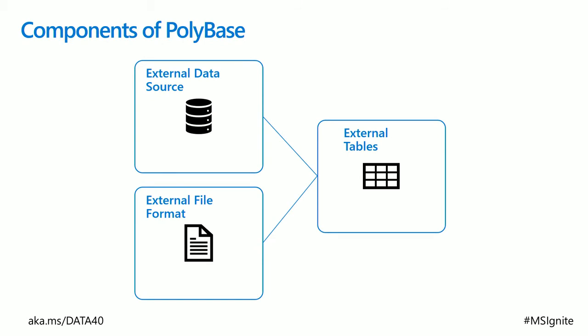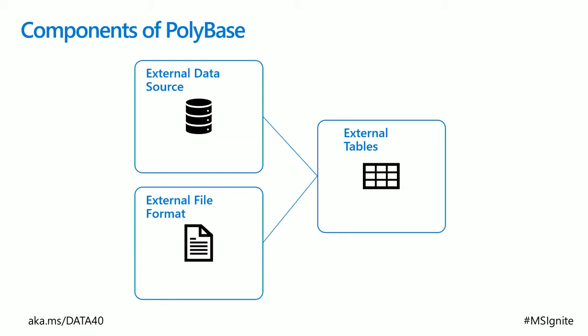So there are three components of PolyBase that you need to be aware of. The first one is an external data source. This provides the information to point to where your data resides, and this is typically in a blob store or a data lake store, right? With the data source defined, you then define what's called an external file format that provides PolyBase with the definition and structure of the files that you're going to be loading.